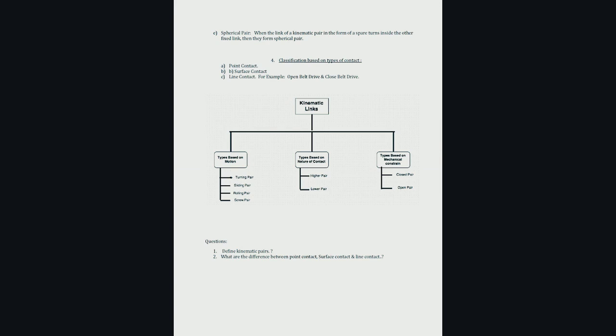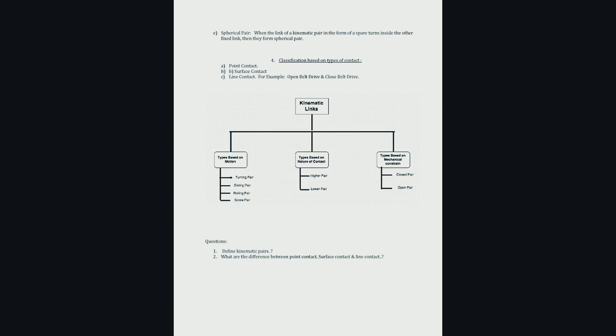2. Classification based on types of constraint: A. Closed pair. B. Unclosed pair. Closed pair: when the links of a kinematic pair are held together mechanically, then the pair is called closed pair. Unclosed pair: when the links of a kinematic pair are not held together mechanically, then the pair so formed is called unclosed pair.